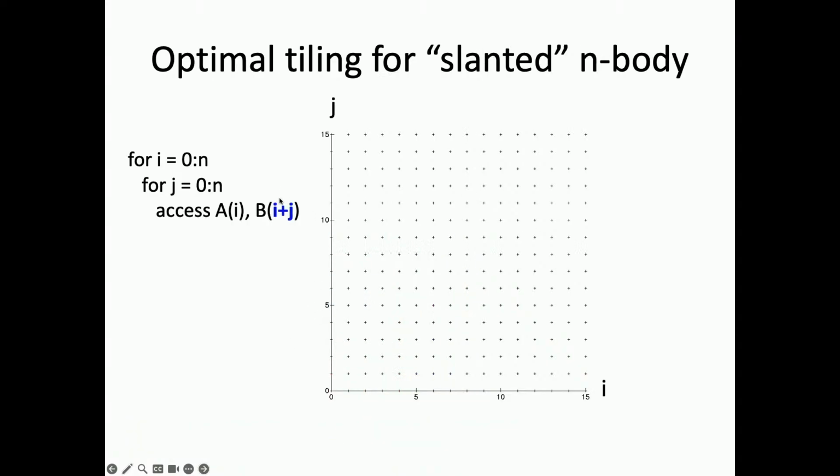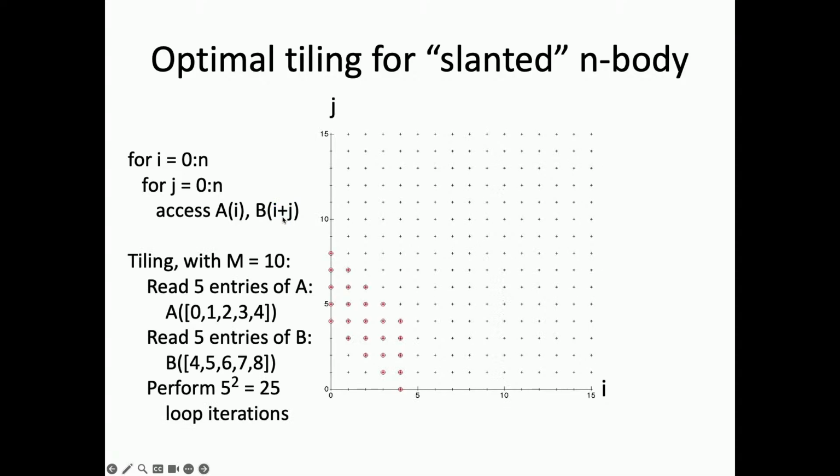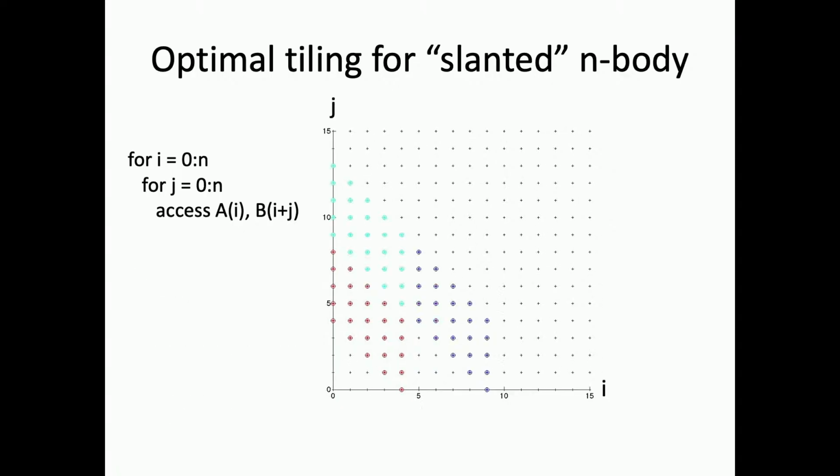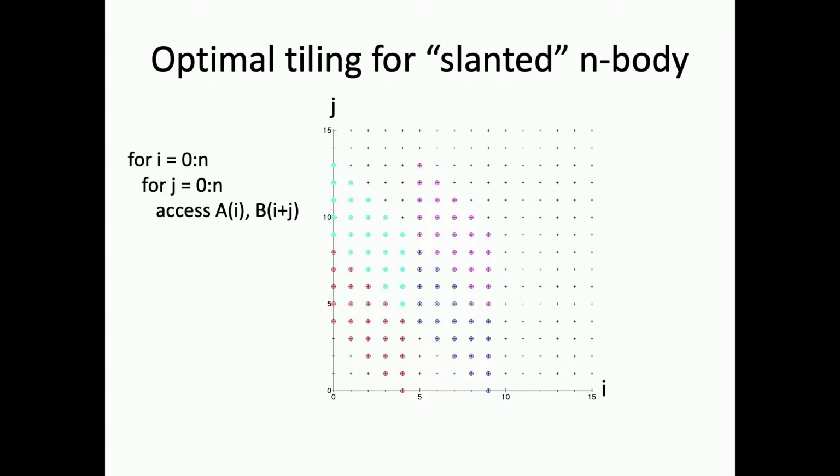So let's suppose I make it a little more complicated. So now my subscripts are i and i plus j. I still want to read in 5 entries of A, 5 entries of B, and do 25 pieces of work, and there's my tile. And I can also tile the plane there. And so that makes sense.